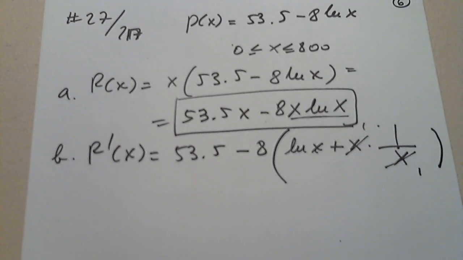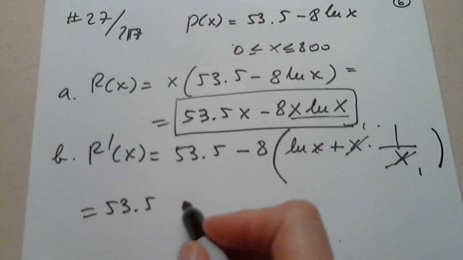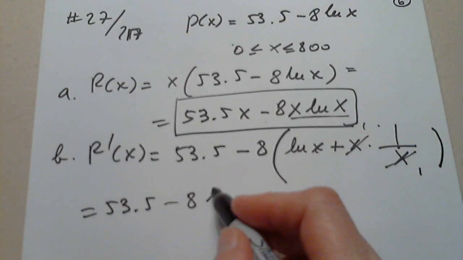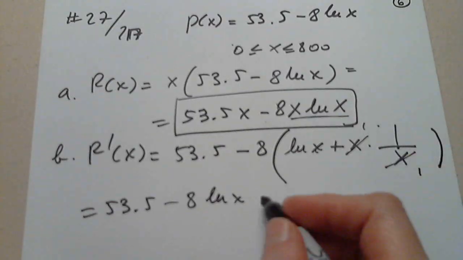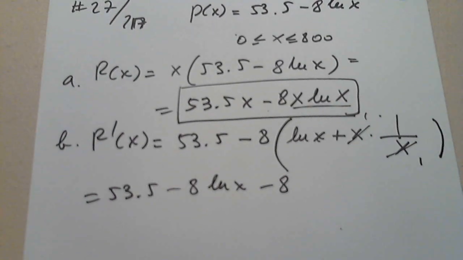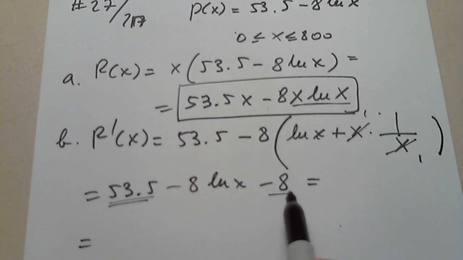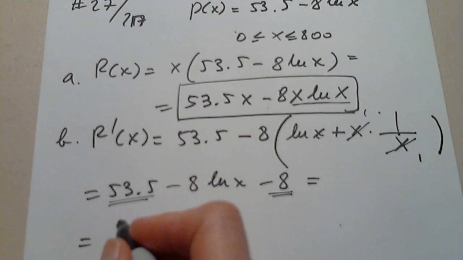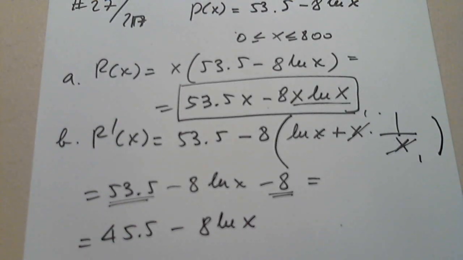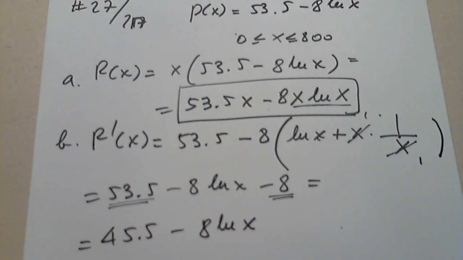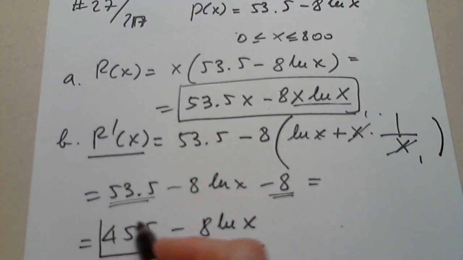Good. So 53.5. Now I distribute the negative 8 natural log x, and this is 1. Negative 8 times 1 is negative 8. Now 53.5 minus 8. That is 45.5 minus 8 natural log x. So the marginal revenue is this.